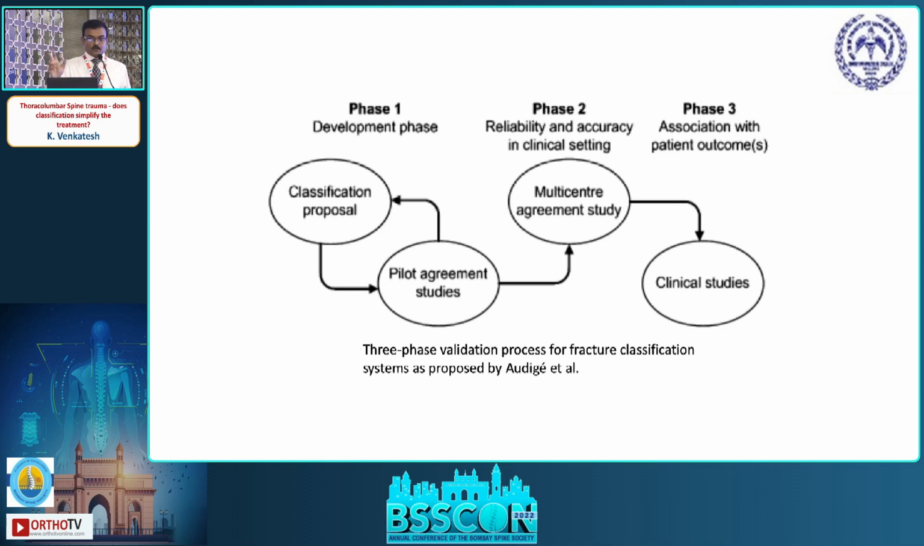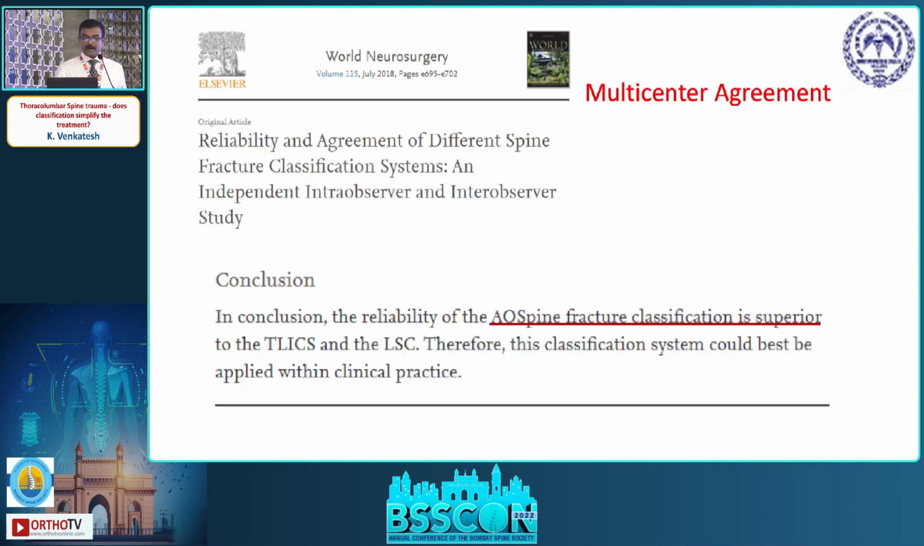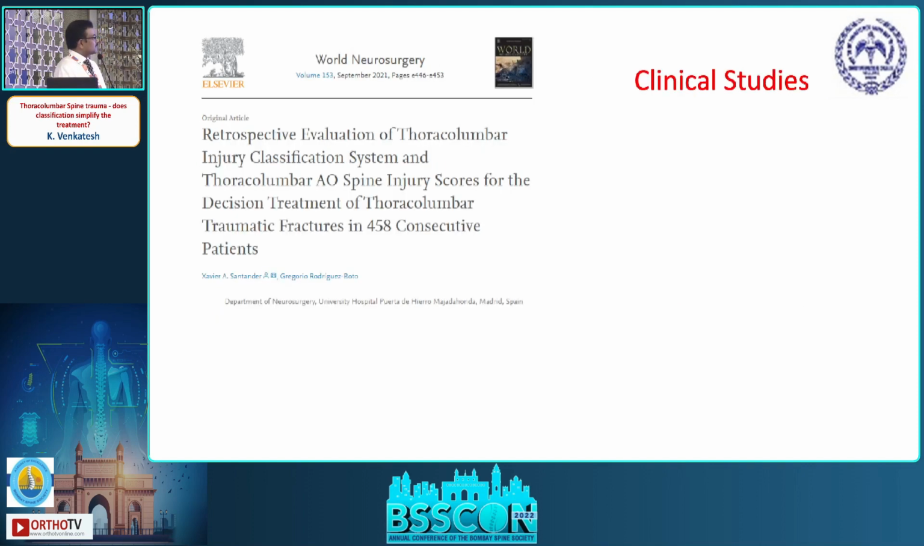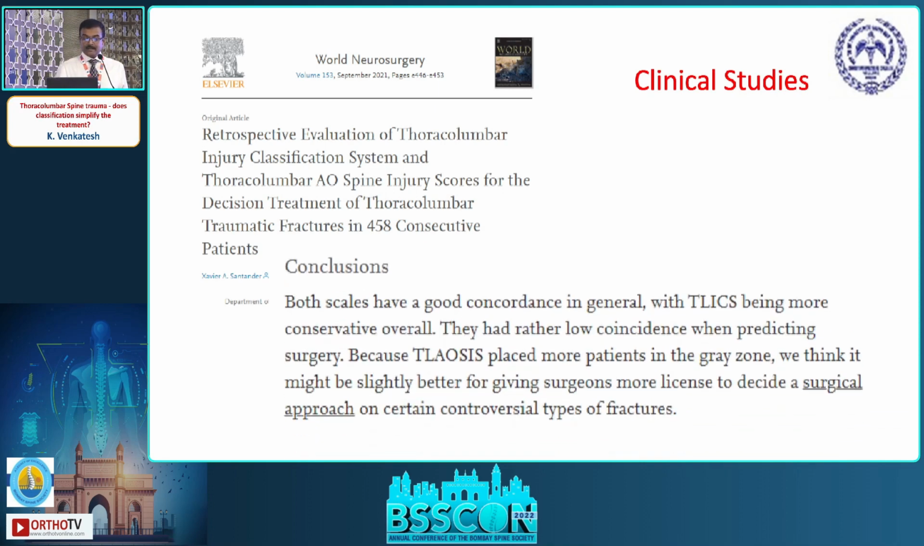So where are we? This is how a classification is usually proposed. First you propose it, then you do pilot agreement studies, then multi-center studies, and then you do clinical studies. So where are we? Multi-center studies. Yes, AO Spine fracture classification is superior. We are agreeing to that. If you take clinical studies, this is a retrospective evaluation, a recent one from 2021 of 458 cases, and they found that TLICS is more conservative and the AO classification has more gray zone, and we have to give more license to decide what kind of surgical approach has to be done.